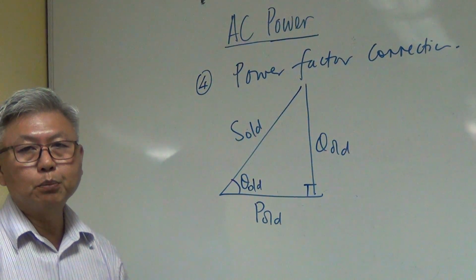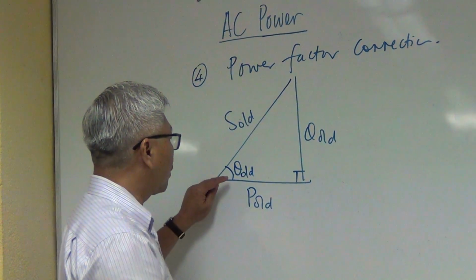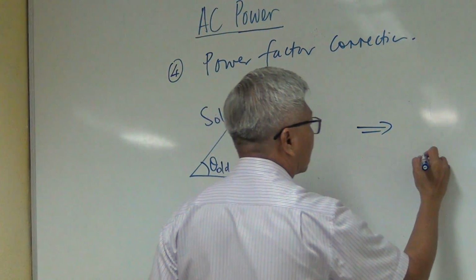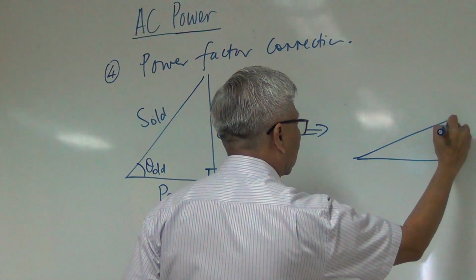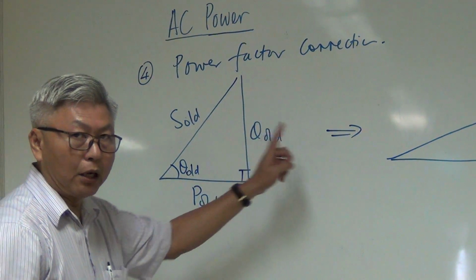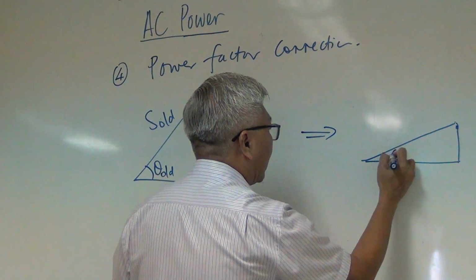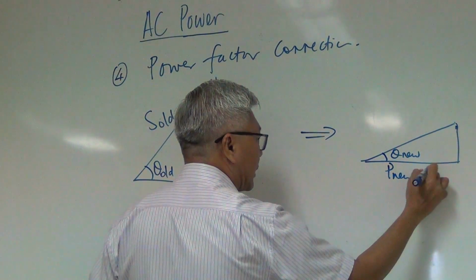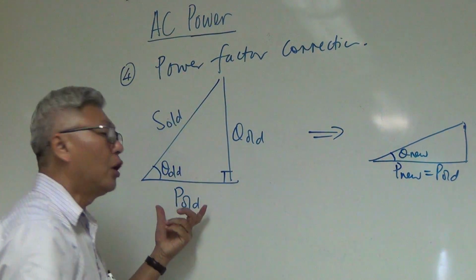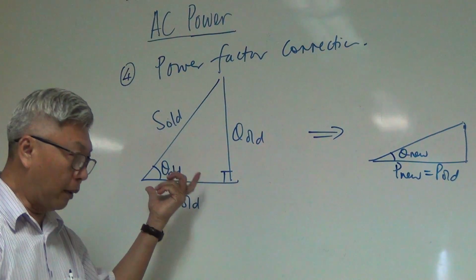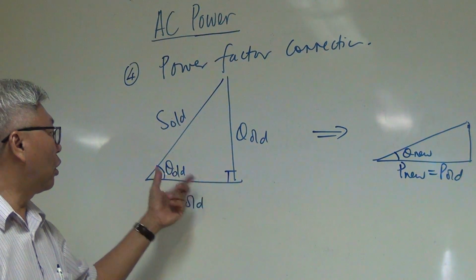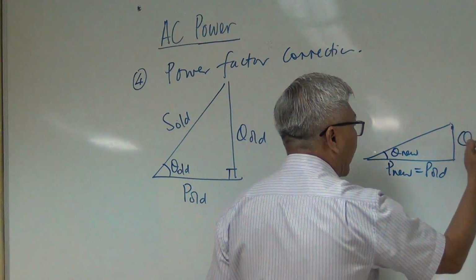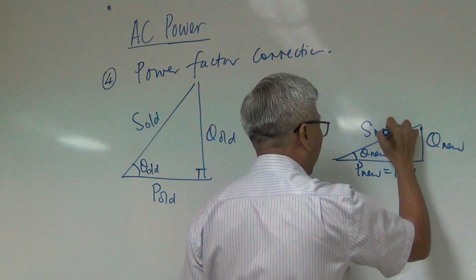Now, when we want to improve the power factor, we actually want to make this angle smaller. So my right angle triangle now becomes like this, the angle becomes smaller. But my new true power is the same as the old true power. In power factor correction, we do not want to change the true power. True power remains the same. So, in order to make the angle smaller, your Q has to reduce. So this becomes the new reactive power. And this is the new apparent power.